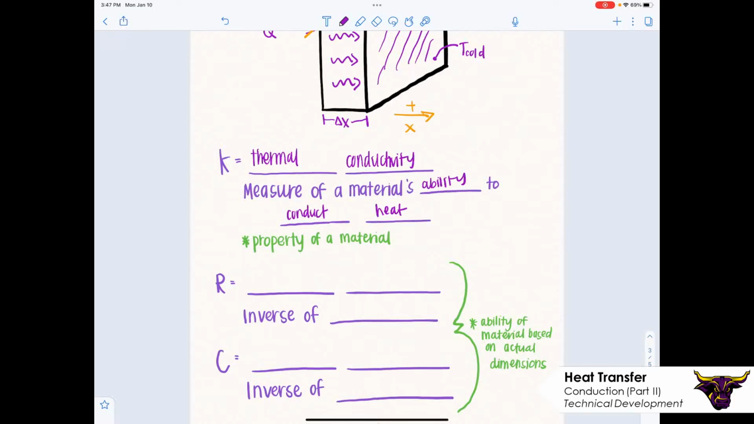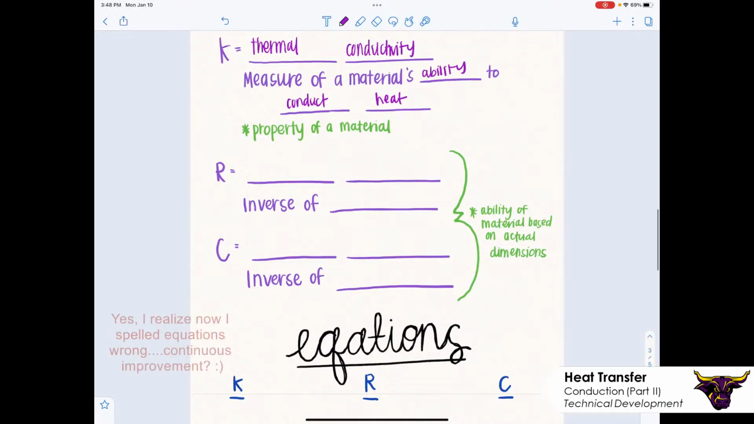So like I said earlier, certain metals, say aluminum or copper, are going to have a higher thermal conductivity than something like styrofoam. And we don't have to worry about what size that is. It doesn't matter how much aluminum I have or how little styrofoam I have. The thermal conductivity is a property of the material. Whereas here I'm going to introduce two new variables that are going to be based on the actual dimensions that you have for a material.